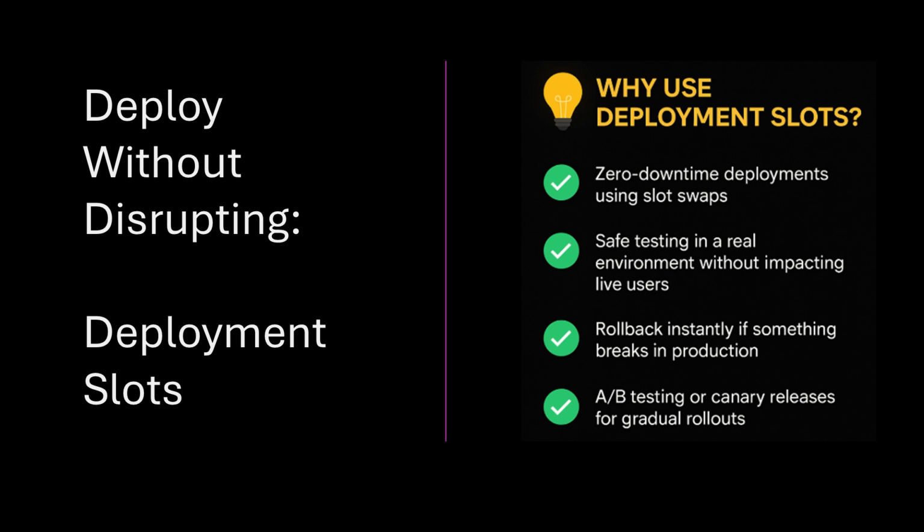Once you're satisfied with the changes in your staging slot, you simply swap it with production. Azure reroutes the traffic instantly behind the scenes. If something feels off, you can just swap it back, giving you a safety net with every release. With deployment slots, you're not just deploying, you're deploying smart.